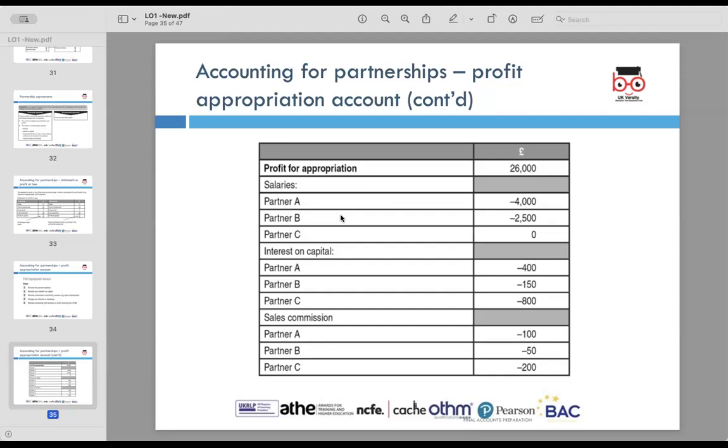Purpose and significance: the profit appropriations account serves transparency in a partnership, allocating partnership profit among partners, ensuring each partner receives their due share as per the partnership agreement. So by detailing these allocations, the account reinforces financial accountability and partnership cohesion.